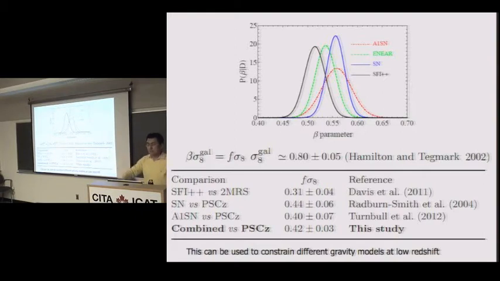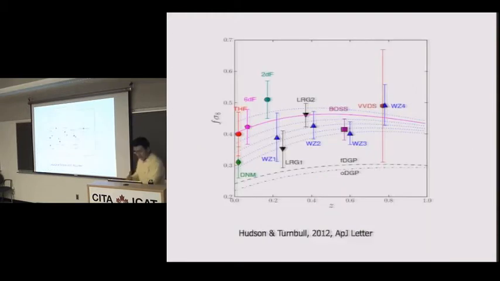So these are two different important probes. It means that your underlying structure formation theory is basically right. And the other thing I want to mention is that you see this is Hudson and Turnbull, Hudson's graduate student, based at the University of Waterloo. And they use these values at different redshifts to test whether your gravity theory is right, whether it is GR or something else. Here is FDGP and here is OPGP. I'm not sure what OB is, maybe you can check this later.